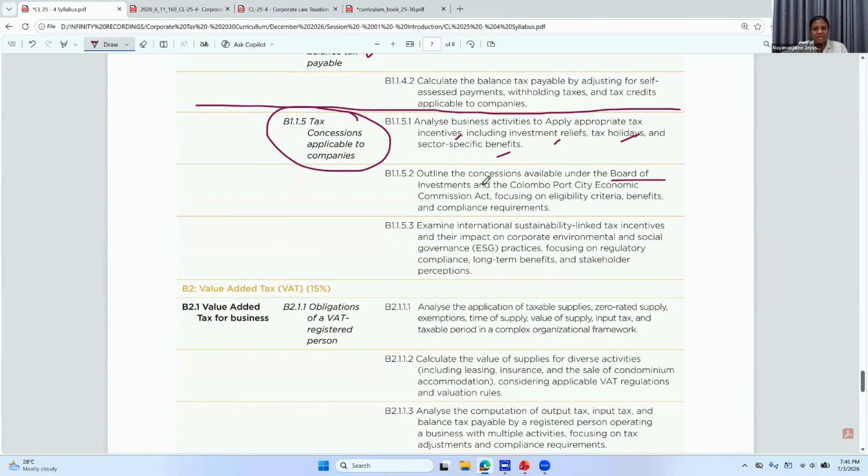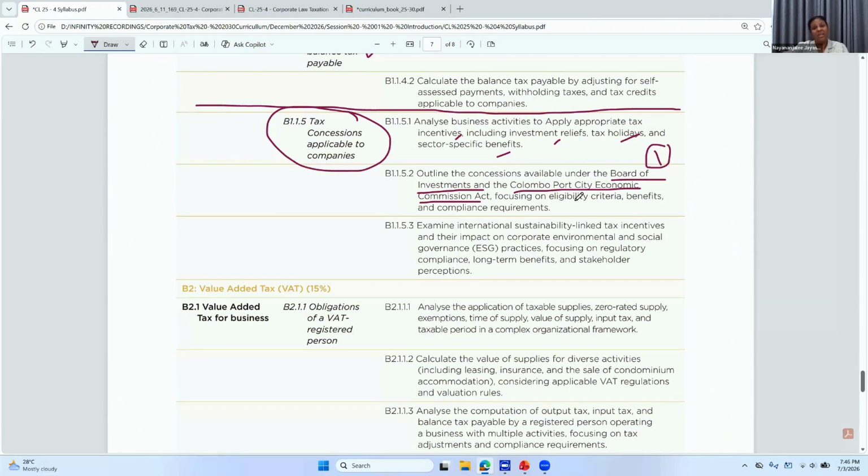The Board of Investment is the body in Sri Lanka which provides the tax holidays and tax exemptions under the BOI agreement. And newly we have the Colombo Port City Economic Commission Act. Under that, for companies which need to go for the Port City investments, what are the benefits available to companies as well as the employees of the companies?